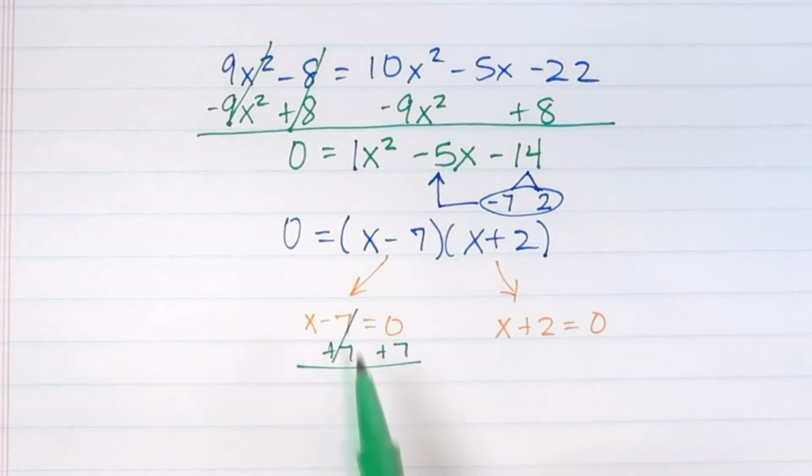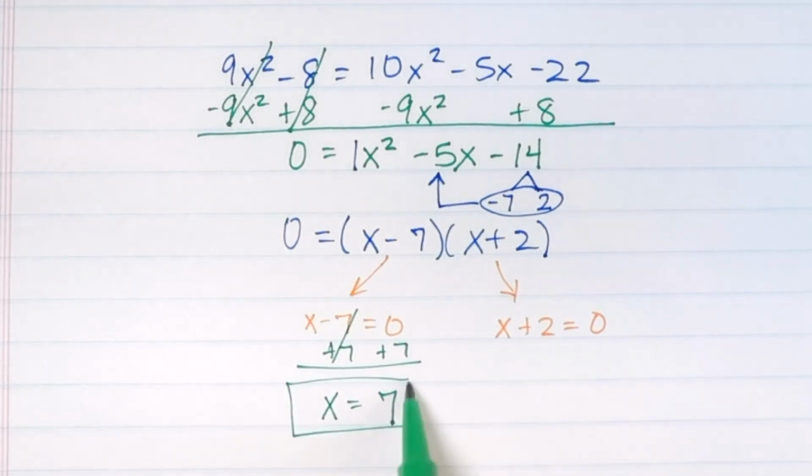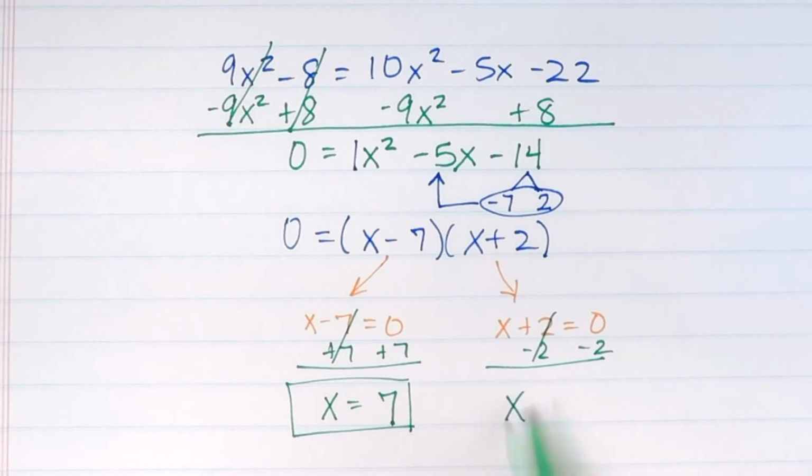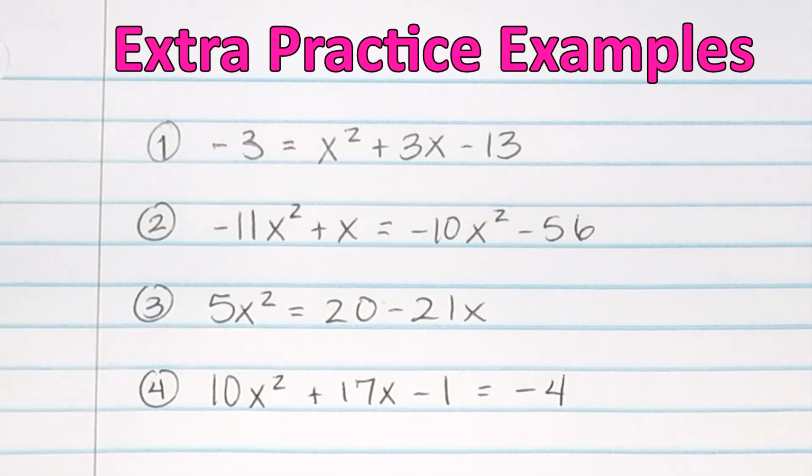Add 7 to both sides, so that gives me x equals positive 7. Subtract 2 from both sides here, and 0 minus 2 gives me negative 2. And there's my solutions.